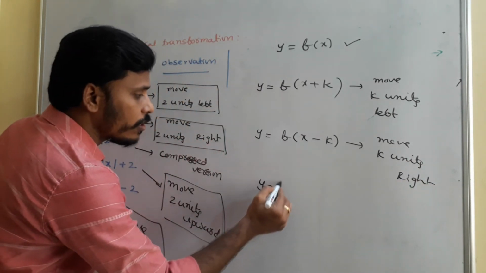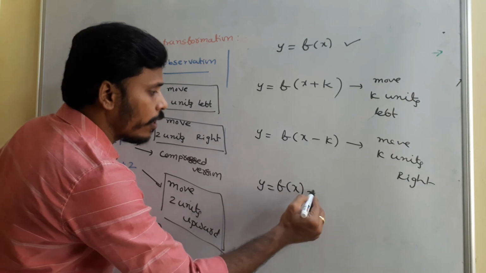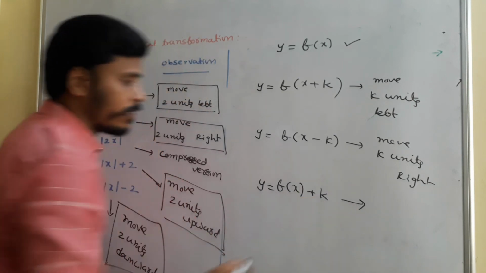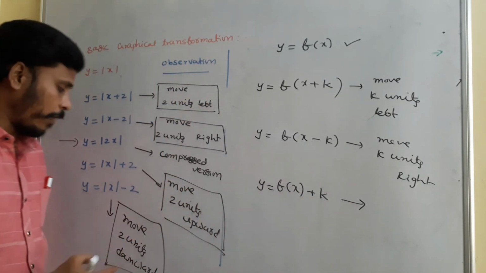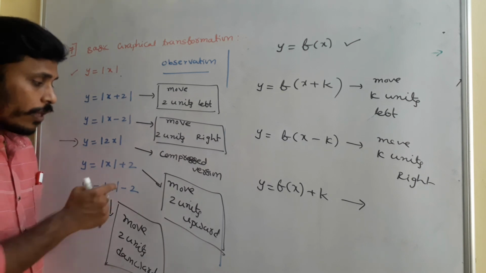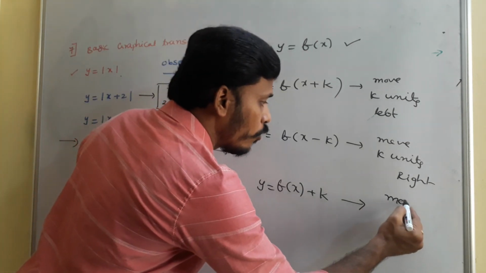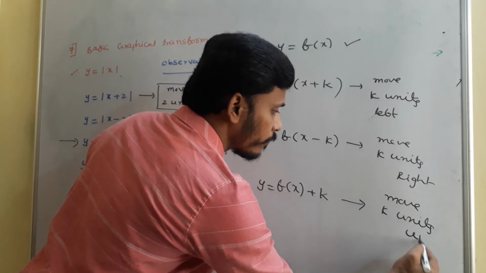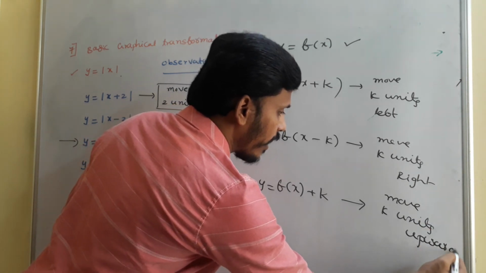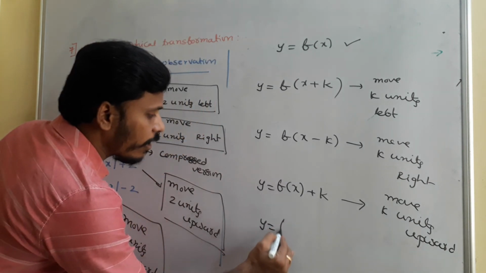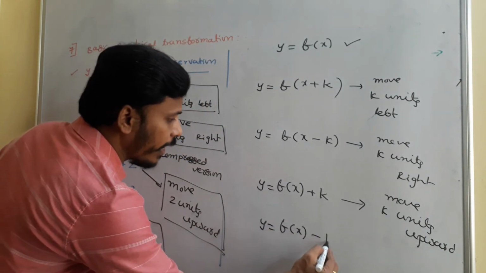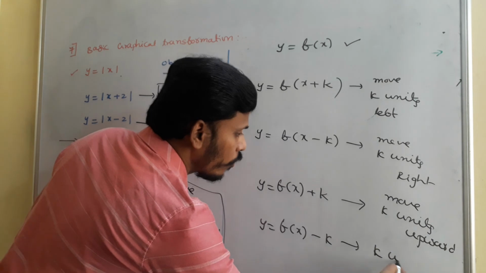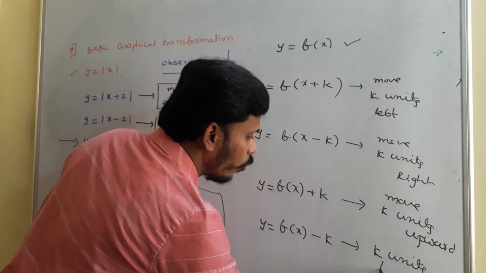Whereas if you wish to locate the graph for y is equal to f of x plus k, outside of the function we have plus k, just like mod x plus 2. In this case, we need to move k units upward. It's a general case. When you have a graph of f of x minus k, we need to move k units downward.